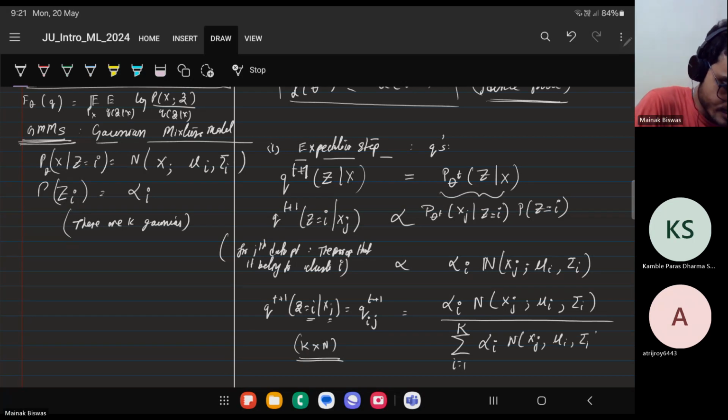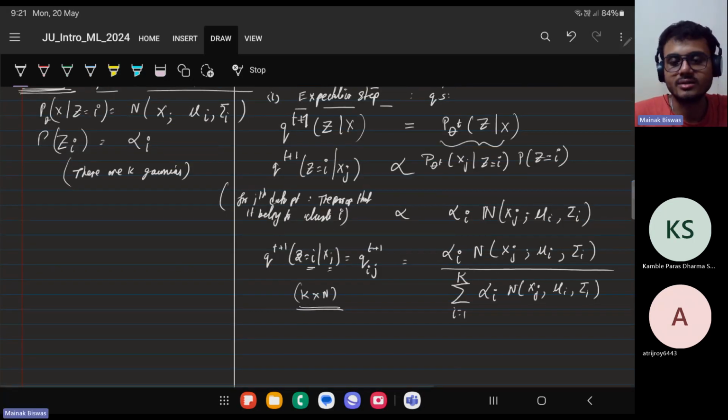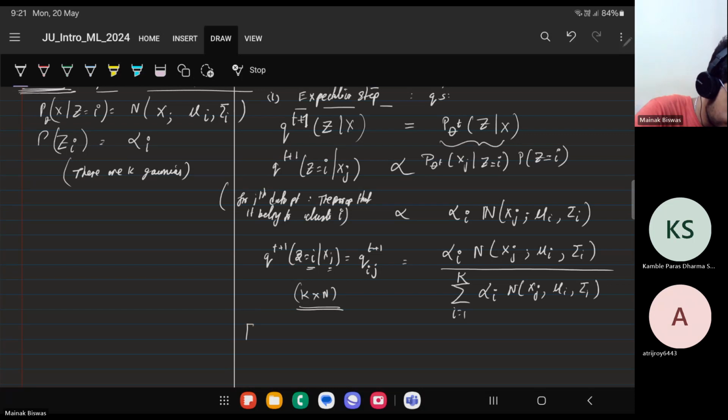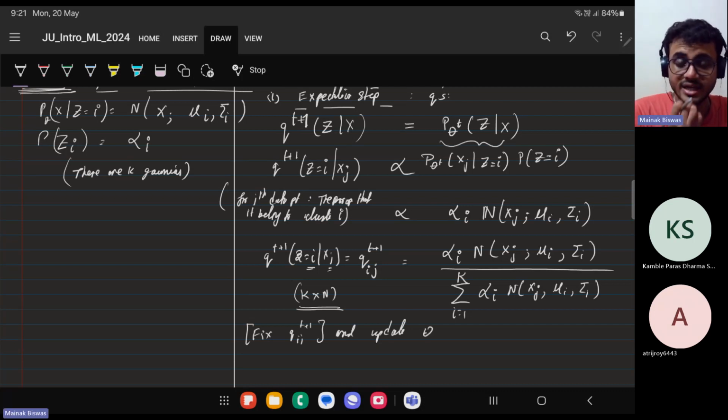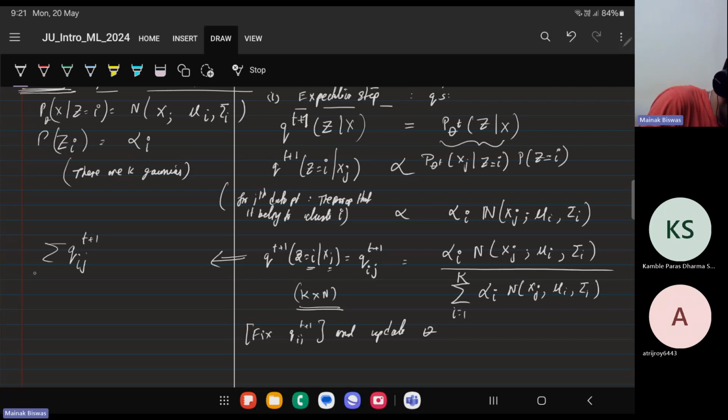Good. So now see, I got the Q, right? I have a closed form for Q. Now I'll fix the Q. As I told you before, fix Q ij t plus 1 and update theta. We'll update the theta now. Just if you're not following, this is summation of Q ij t plus 1, i equal to 1 to k, has to be equal to 1, right?